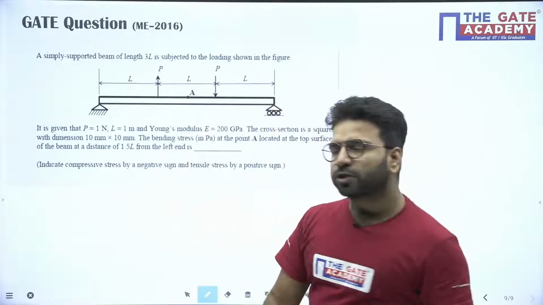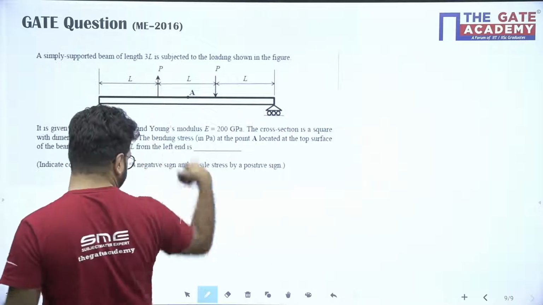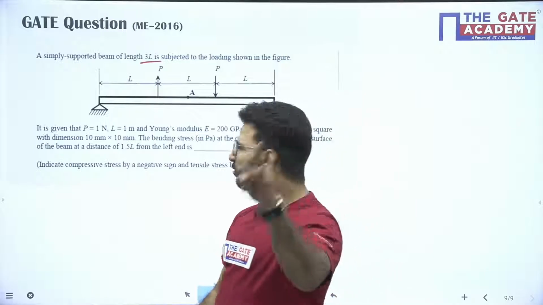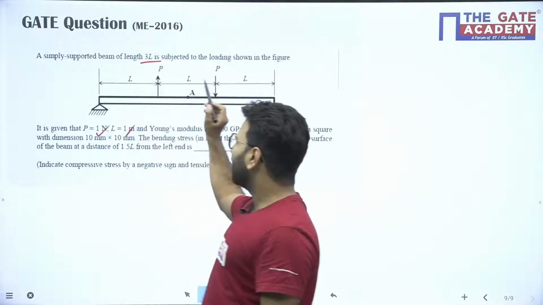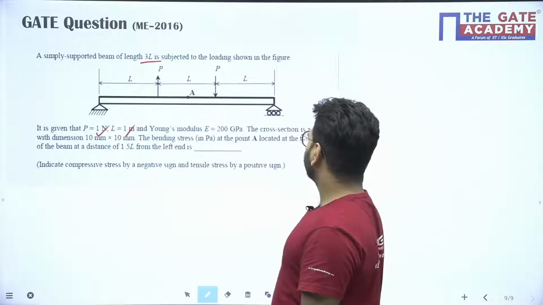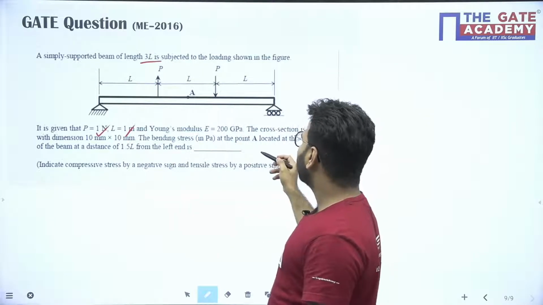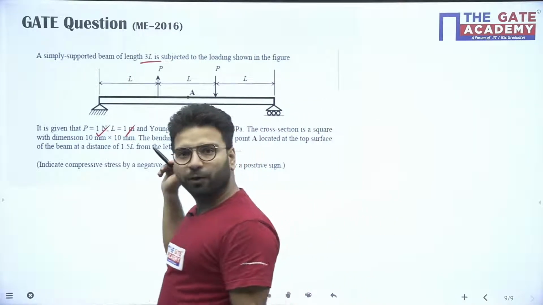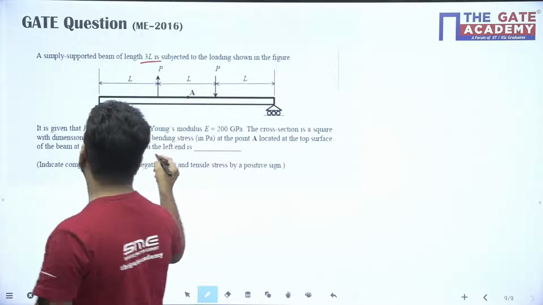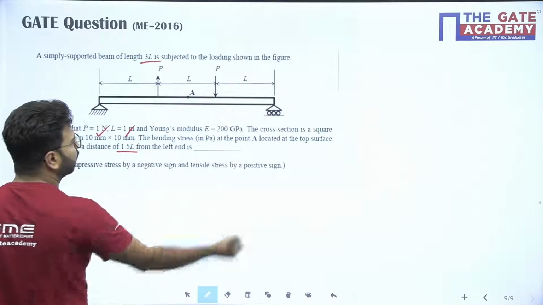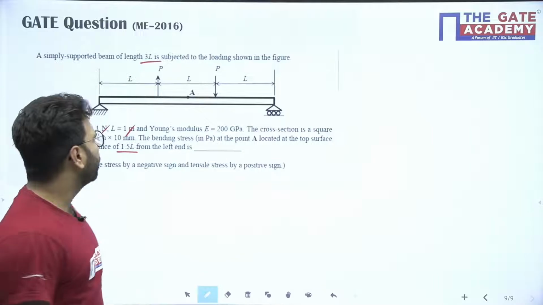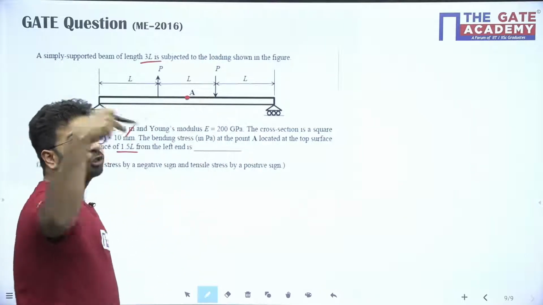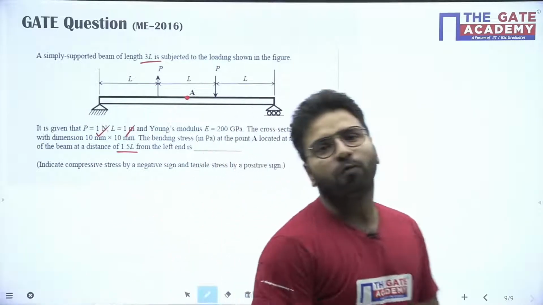What is the question saying? A simply supported beam of length 3L is subjected to the loading given below. It is given that P is equal to 1 Newton, L is 1 meter, Young's modulus is this, the cross section is square. The bending stress at point A located at the top surface of the beam at a distance of 1.5 L from the left end. So a point A is given at half of the total length 3L on the top surface. The question is asking what is the bending stress.